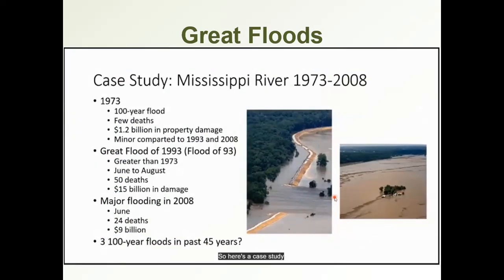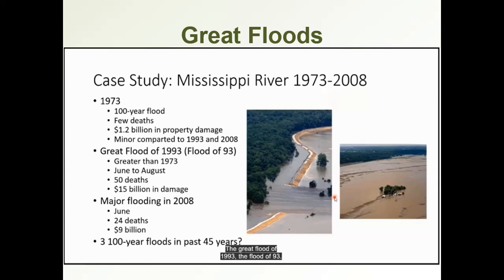So here's a case study of the Mississippi River. The textbook I was using only did it through 2008. This continues, and I believe I have a couple of videos showing this. So 1973 was a 100-year flood. There were a few deaths, about $1.2 billion in property damage. It was minor compared to what we would see in 1993 and 2008.